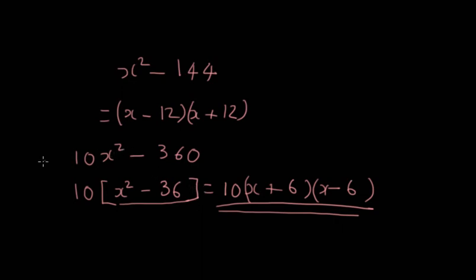So if you've come across something that looks like this, ask yourself, can I remove a common factor so I get an x squared on its own, and I then have created a problem that is a difference of two squares.